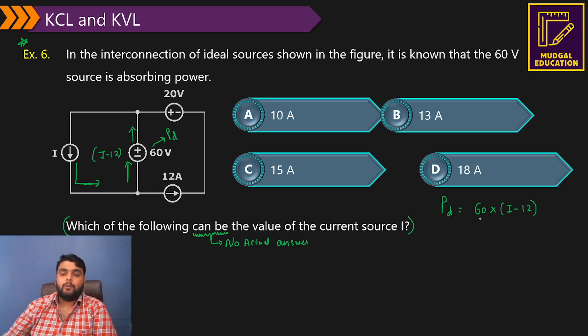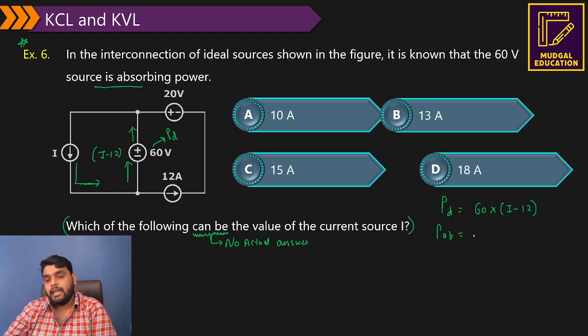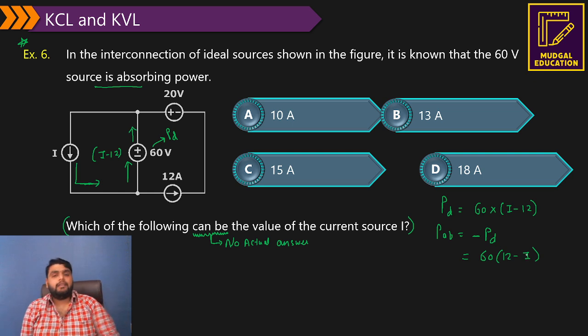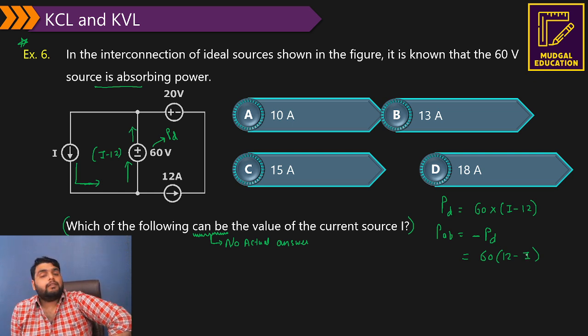Okay. Now what is the power absorbed? Because in the question they are saying that it is absorbing the power. So power absorbed will be negative of power delivered. So I can say 60 times 12 minus I. I just changed the sign there because of the minus sign. So I can say it is 60 times 12 minus I.